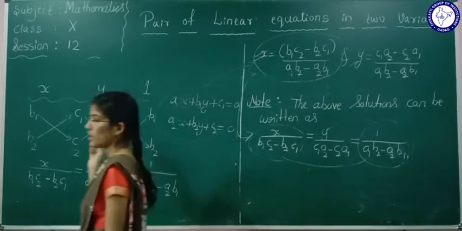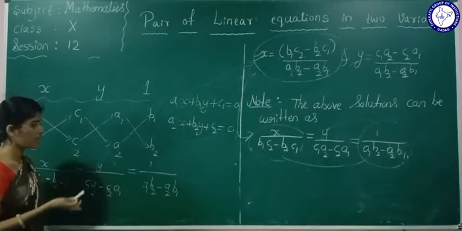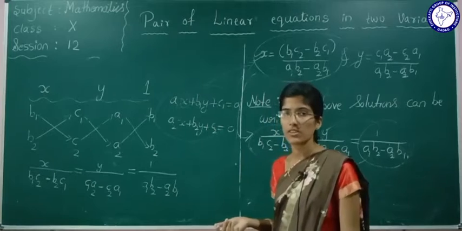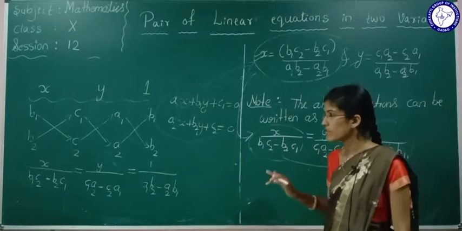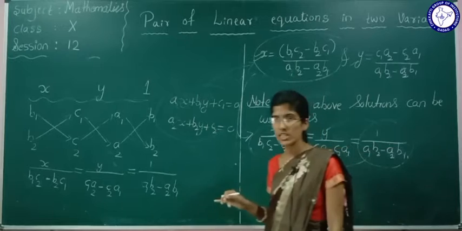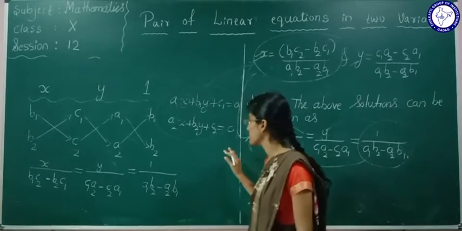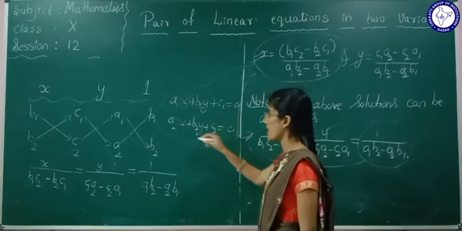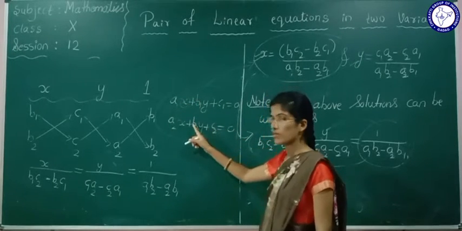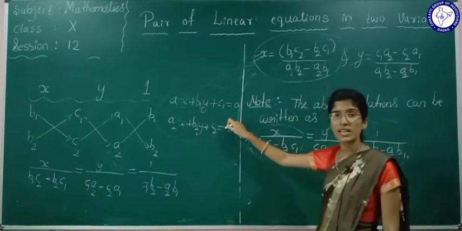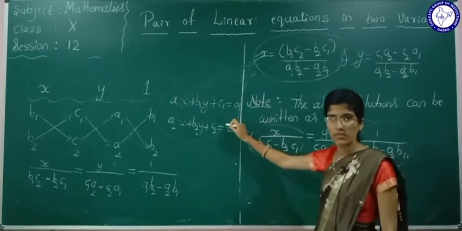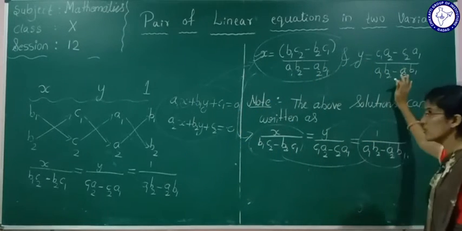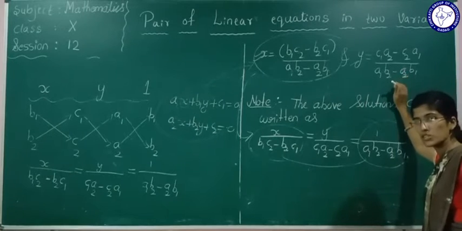Yes, by using this hint we can find the solution of the linear equations very easily. So what we learnt in this theorem: the pair of linear equations a1x plus b1y plus c1 is equal to 0, a2x plus b2y plus c2 is equal to 0, where a1 by a2 is not equal to b1 by b2, has a unique solution, given by x is equal to this quantity and y is equal to this quantity. See how to remember, I told you that.